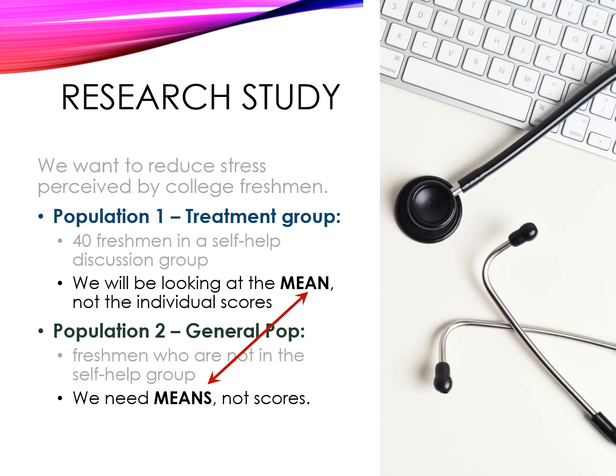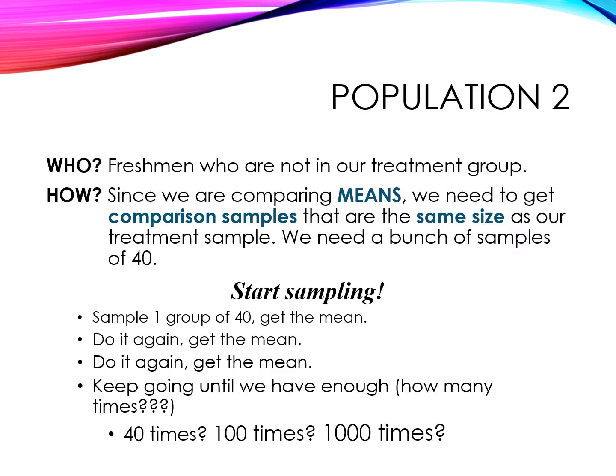So how do we do this? We have to compare means with means. So let's look at population 2 for a second. Who are they? Freshmen who are not in our treatment group. How will we get information about them?